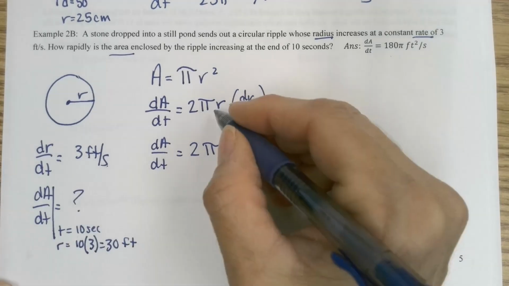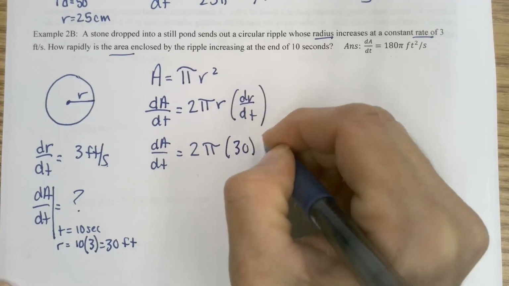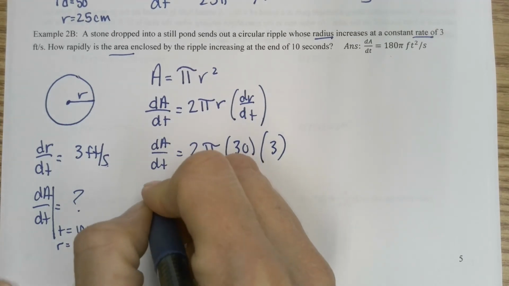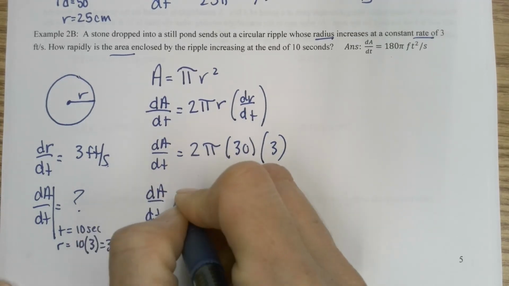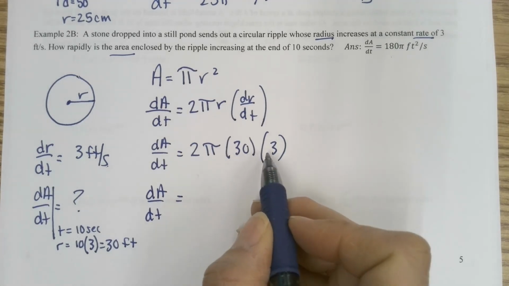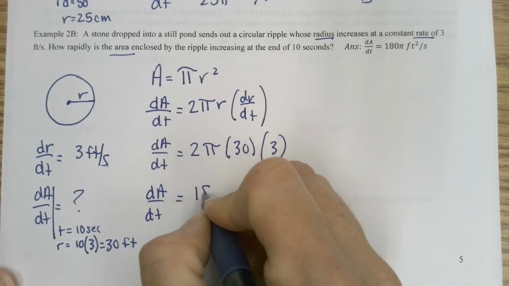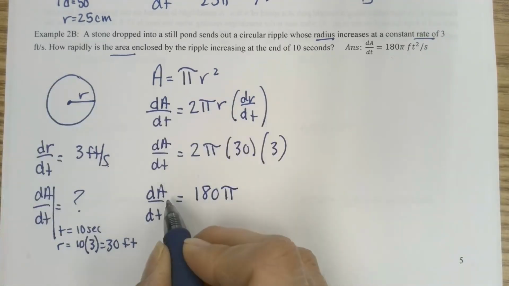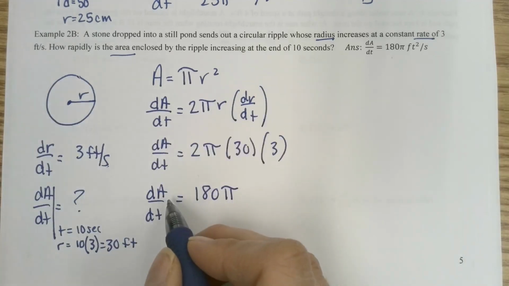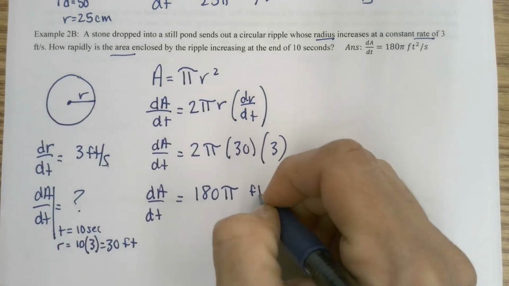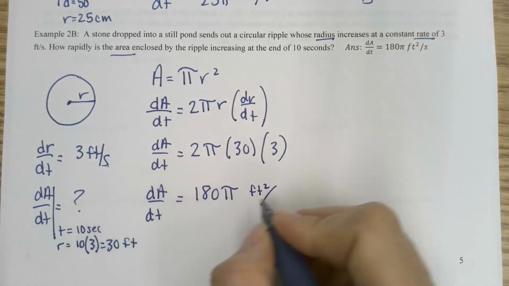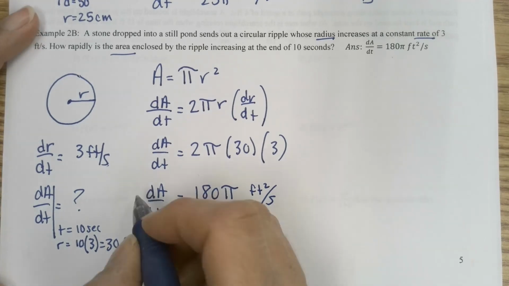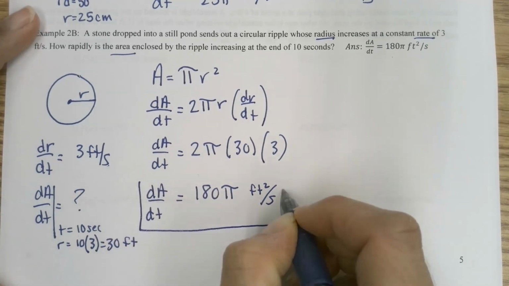So I'm going to substitute 30 in for my radius, and I know my dr dt is 3 feet per second. And we're going to clean this up. So 30 times 3 gives me 90, times 2 is 180 pi. And our area measurement would be, our distance measurement is feet, so area would be feet squared. And our time measurement is in seconds. So that would be 180 pi feet squared per second. And my area is increasing, so I would expect that to be a positive rate.